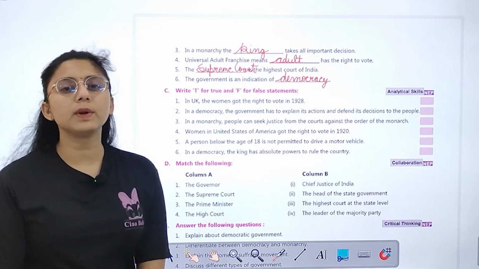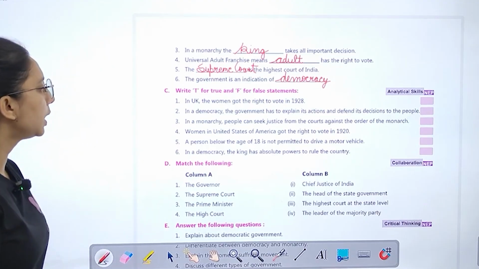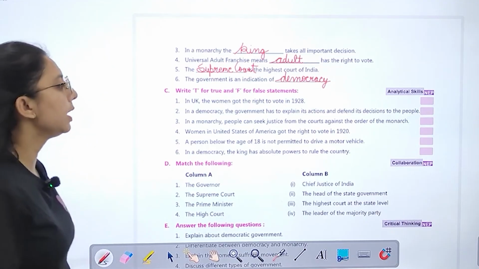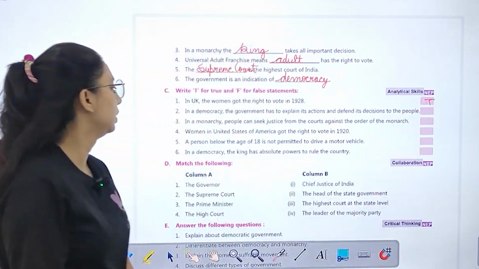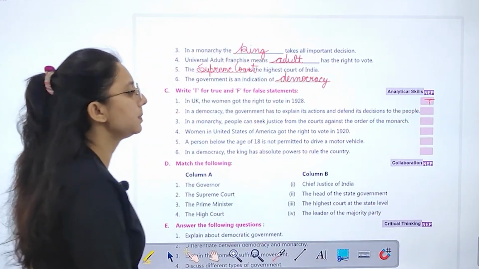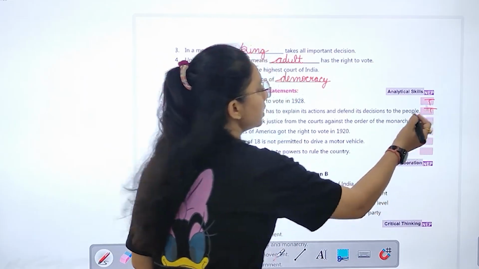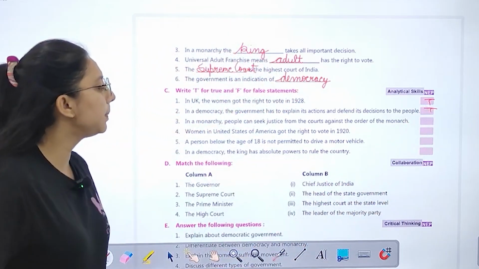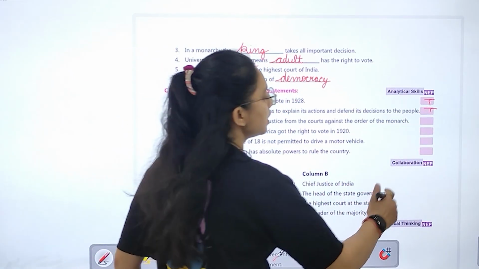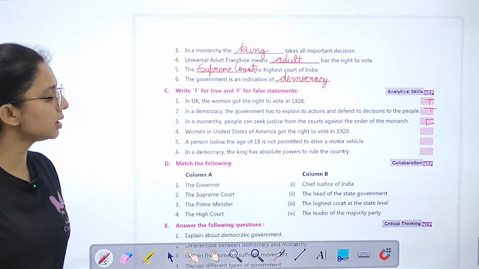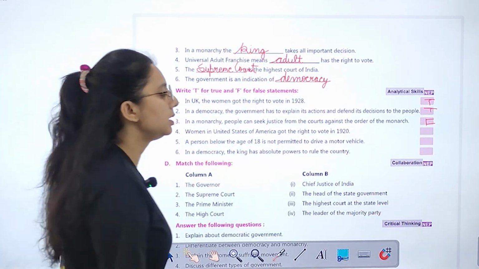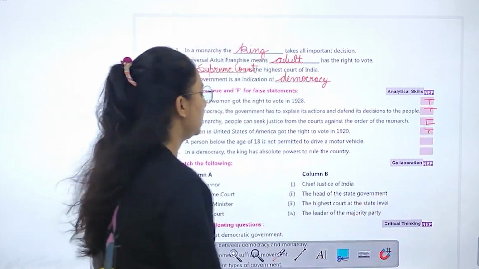Now write T for true and F for false statements. In the UK, women got the right to vote in 1920. It's true. In a democracy, the government has to explain its action and defend its decision. It's true. In a monarchy, people can seek justice from the court against the order of the monarch. False. Women in the United States of America got the right to vote in 1920. It's true, they got it in 1920.